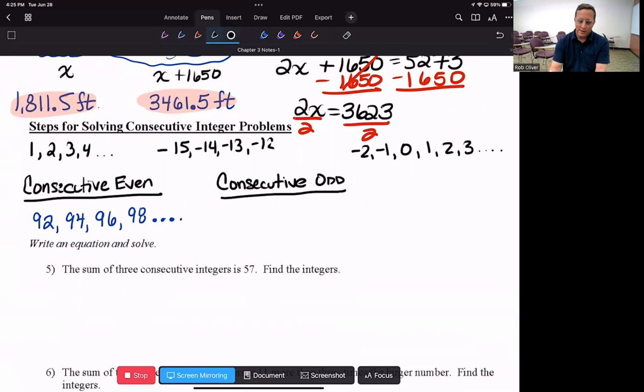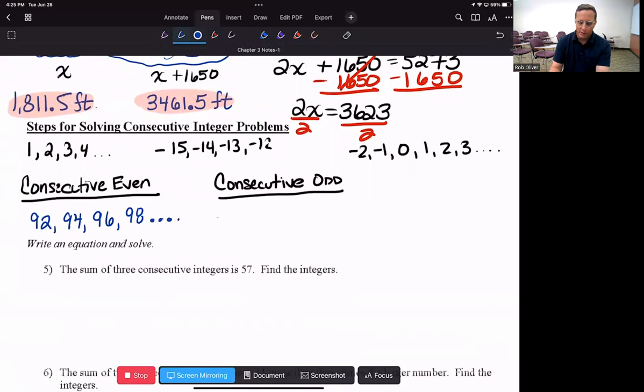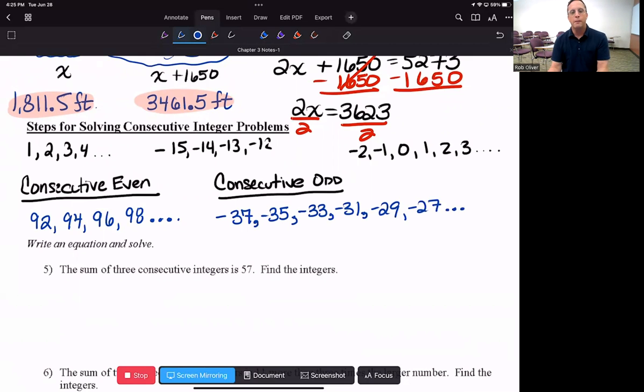That's it. Okay, so if I do an example, consecutive odd, let's just do a negative example here. We can have like negative 37, and the next odd number after that is going to be negative 35. And the next odd number after that's going to be negative 33, and negative 31, and negative 29, and negative 27. And you can see what's going on there, okay?